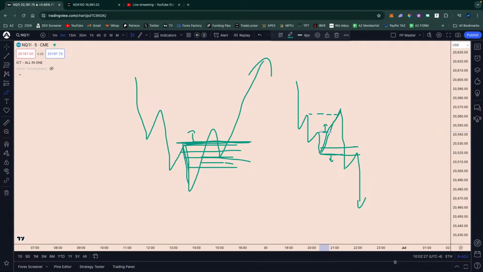It's called unicorn because it has a pretty high win rate. With the initial fake market structure shift, the chances of the second market structure shift also failing are pretty low. That's why it's called unicorn. It doesn't happen very often, but this is the difference between unicorn and 2022 model.